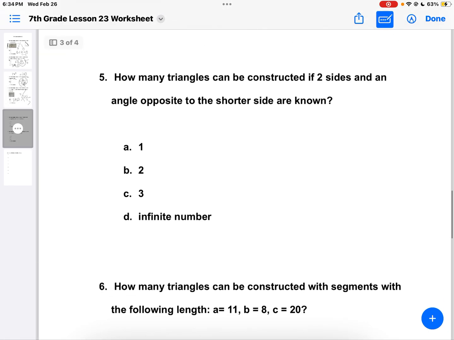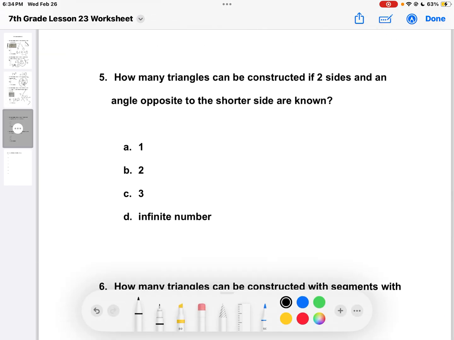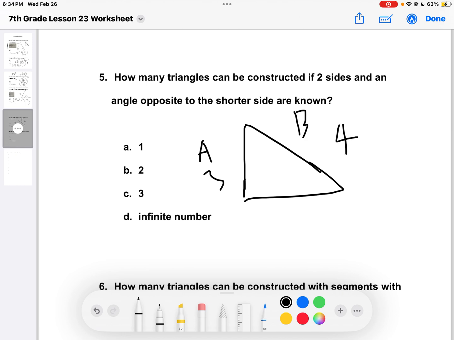Alright then, for number 5, it says how many triangles can be constructed if 2 sides and an angle opposite to the shortest side are shown? There's 2 sides. So let's say this is A, and A is 3, and this is B, and B is 4. Since the angle opposite to the shortest side is known, the triangle theorem will be side, side, angle. So it will be SSA triangles.